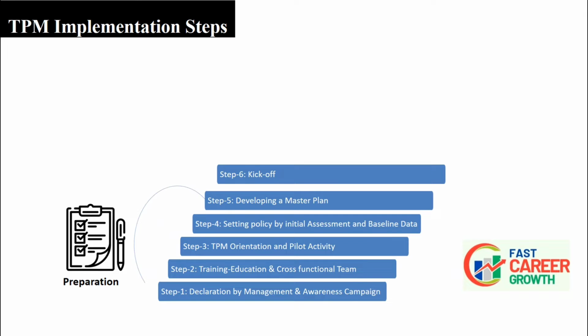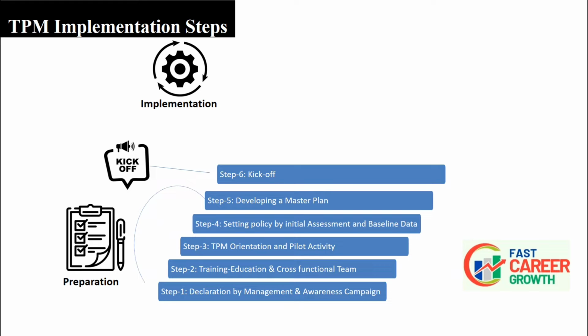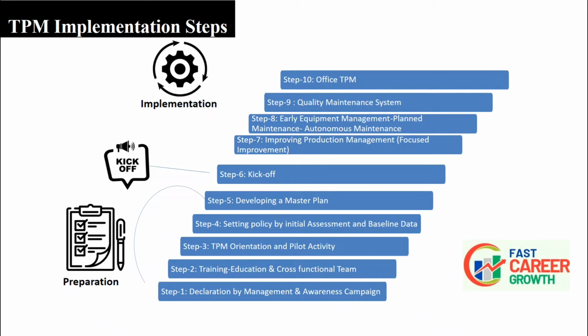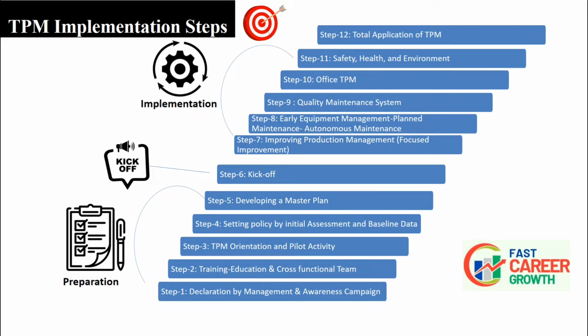Step 6, kickoff. Then the implementation phase. Step 7, improving production management. Step 8, early equipment management, planned maintenance, autonomous maintenance. Step 9, quality maintenance system. Step 10, Office TPM. Step 11, safety, health, and environment. Step 12, total application of TPM.